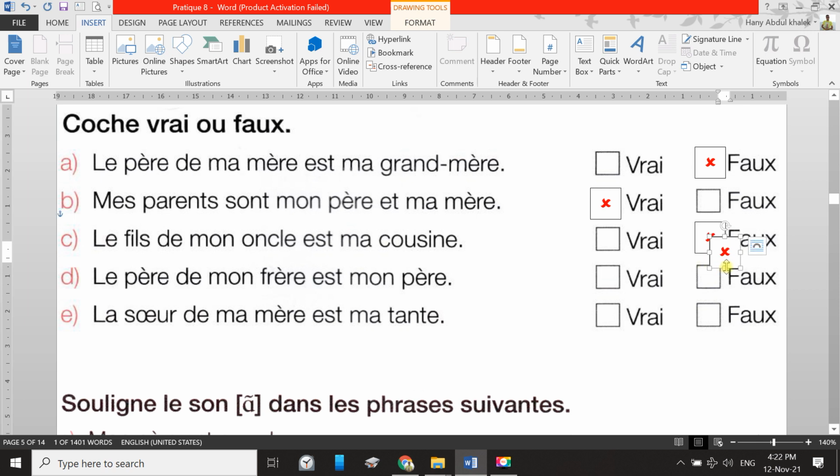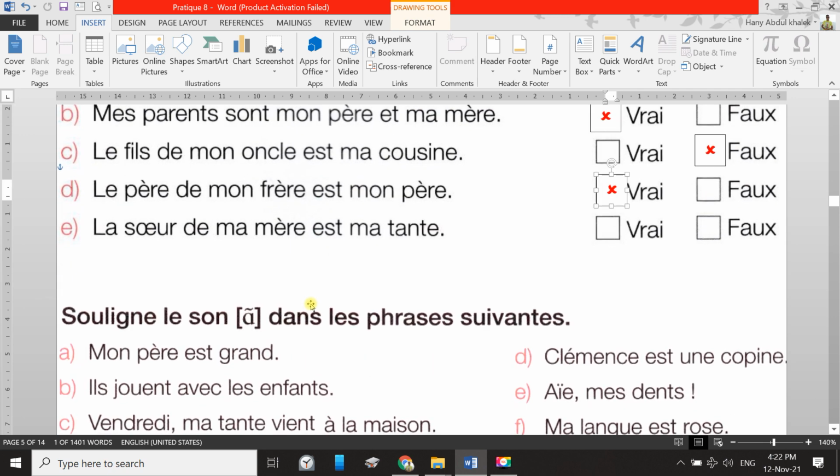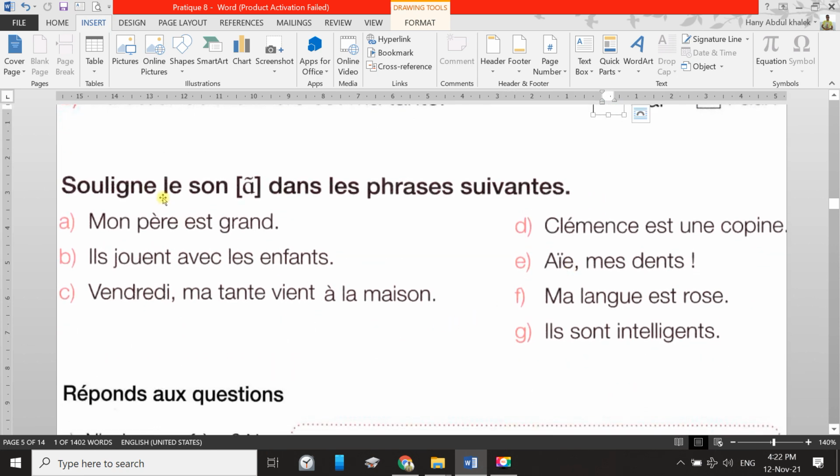Next. Le père de mon frère est mon père. Okay, the dad of my brother is mon père. It's true. Okay, the last one here. La sœur de ma mère est ma tante. The sister of my mother is ma tante. Sure it's true.